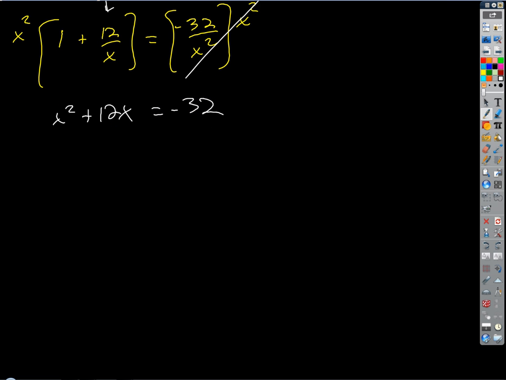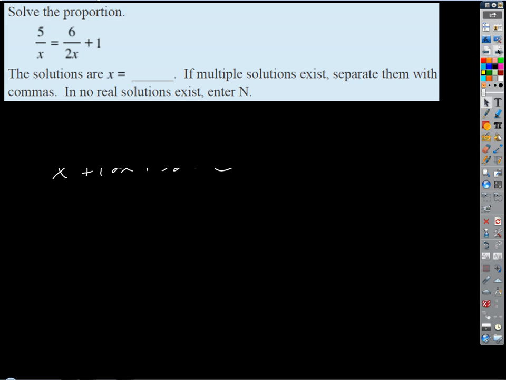Scoot 32 over. Set equal to 0, standard form. And then you have a quadratic equation in standard form. Take your pick, solve it, okay? We'll just move on. You guys can do that. Solve the proportion. Well, that actually isn't a proportion. Okay, change the wording on that, but same kind of thing, right?